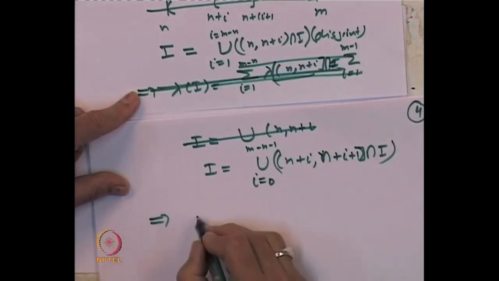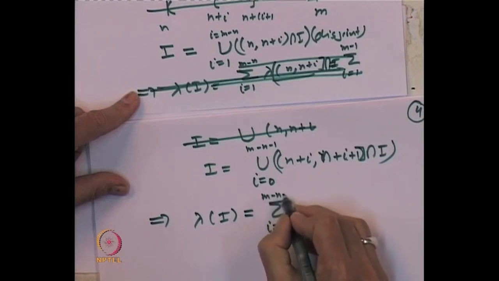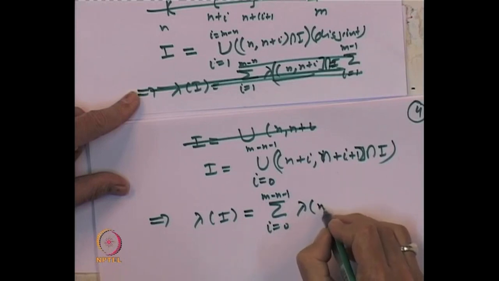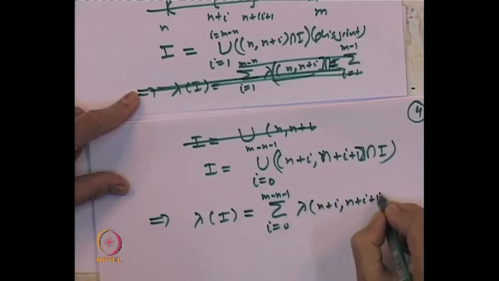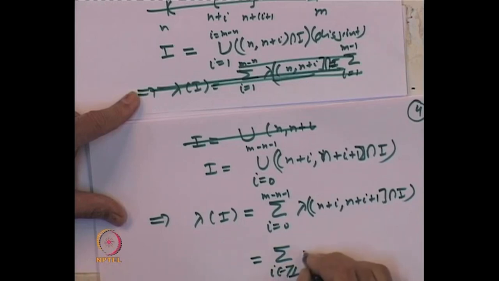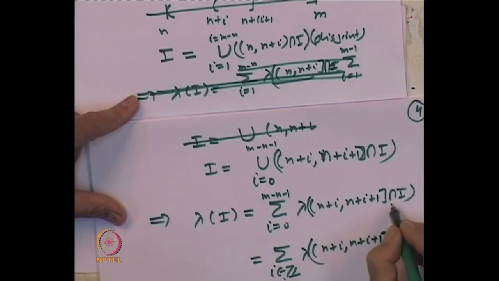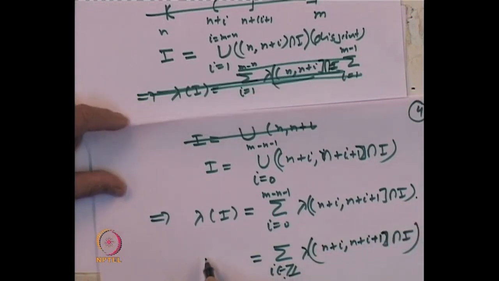Okay. So, that implies the length of I, because this is a finite disjoint union, is equal to the summation i equal to 0 to m minus n minus 1 of the length of n plus i to n plus i plus 1 intersection I. And now, for the other parts, they are going to be 0. So, I can write it as sigma over i belonging to the integers of the length of n plus i, n plus i plus 1 intersection I, because the intersection with the other intervals is going to be empty and that is going to be 0. So, this proves that whenever I is finite, we are through. So, the finite case is okay.